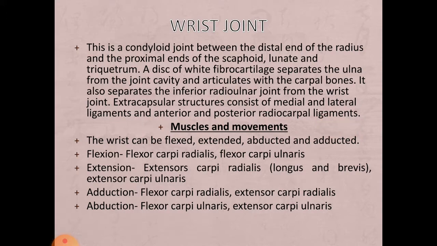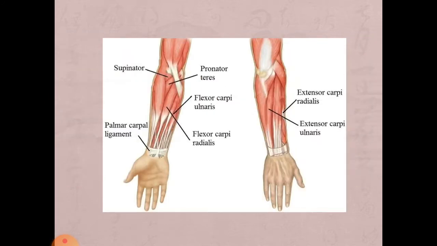Next, we have the muscles that are involved in the movements around the wrist joint, and we will discuss them individually.